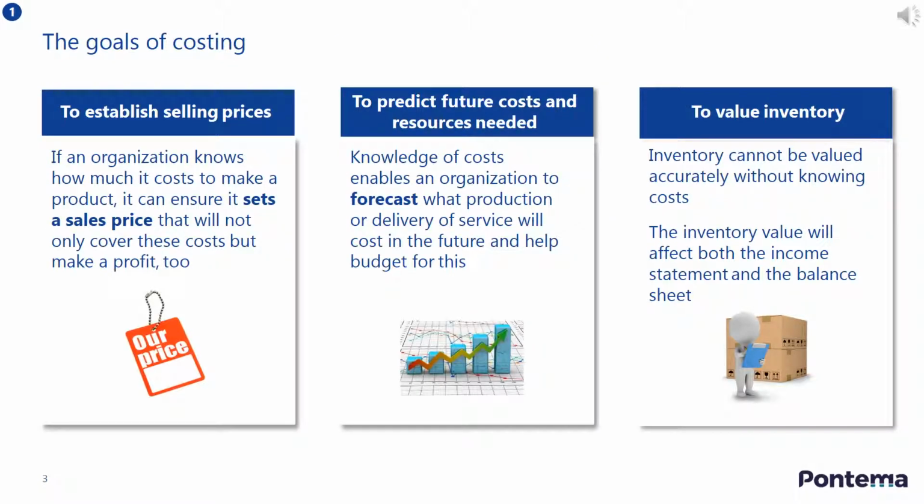To begin with, let's look at some goals of costing. In any organization, the level of costs can have a major impact on the decision-making process. For example, if an organization knows how much it costs to make a product, it can ensure it sets a sales price that will not only cover these costs, but also make a profit too. Knowledge of costs can also enable an organization to forecast what resources will cost in the future and help it to value inventory held in stock.